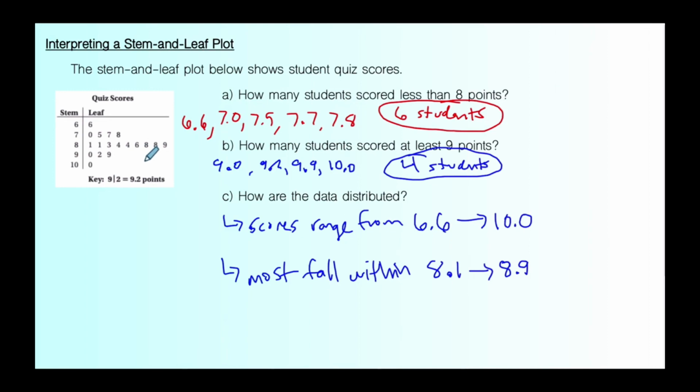So when you're asked how are data distributed or talk about the distribution or describe the distribution, this is one simple way to do it. Give the range, and then from there, tell where most of the scores fall, which is very easy to see from a stem and leaf plot. Anyways, that is your lesson for today. Not too hard. Pay attention to the details, though.